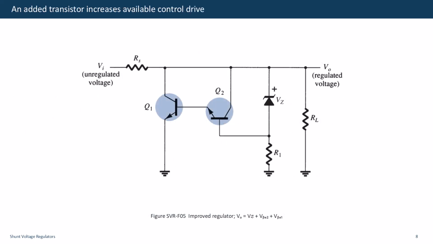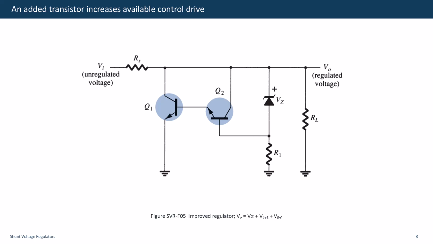The improved shunt regulator uses two transistors. The additional transistor provides greater base current drive to the main shunt transistor, allowing the circuit to control a larger shunt current and therefore serve a larger load current.